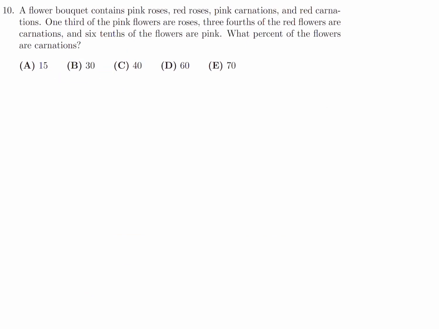A flower bouquet contains pink roses, red roses, pink carnations, and red carnations. 1/3 of the pink flowers are roses, 3/4 of the red flowers are carnations, and 6/10 of the flowers are pink. What percentage of the flowers are carnations? Well, we've got pink roses, pink carnations, so these are the pink flowers. And then on the red side, we have red roses and we have red carnations.